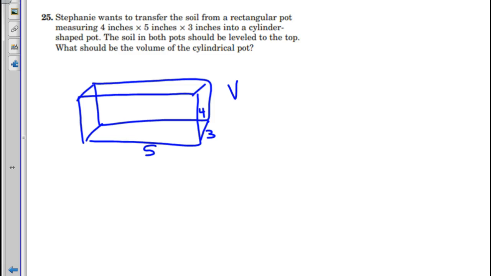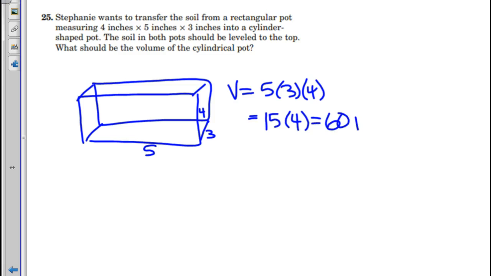Well, I have volume of this box, area of the base, multiplied by the height, and we could have done 4 times 5 times 3, it's totally fine. On the picture I drew, that's just kind of how it came out. So 15 times 4 is 60 cubic inches. This is the volume that I need even for the cylinder, because it said the soil has to be level at the top for both of them. So that's the volume that I need for a cylinder. So let's talk cylinder.